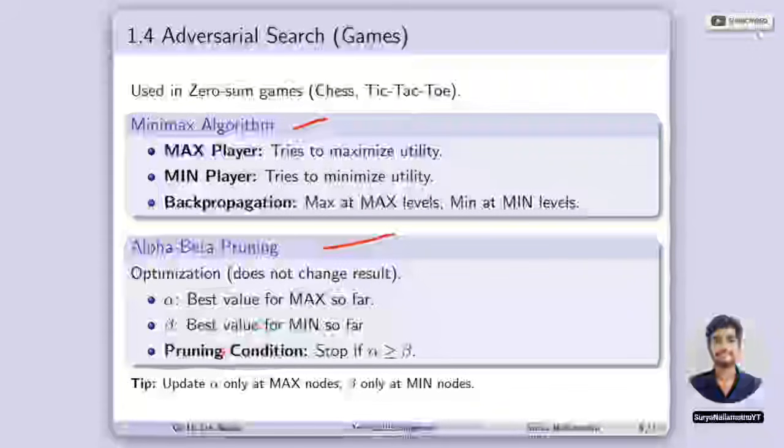And backpropagation will happen. A pruning condition will be there. The condition for alpha-beta pruning is alpha greater than or equal to beta. This is the condition. You need to remember this formula.